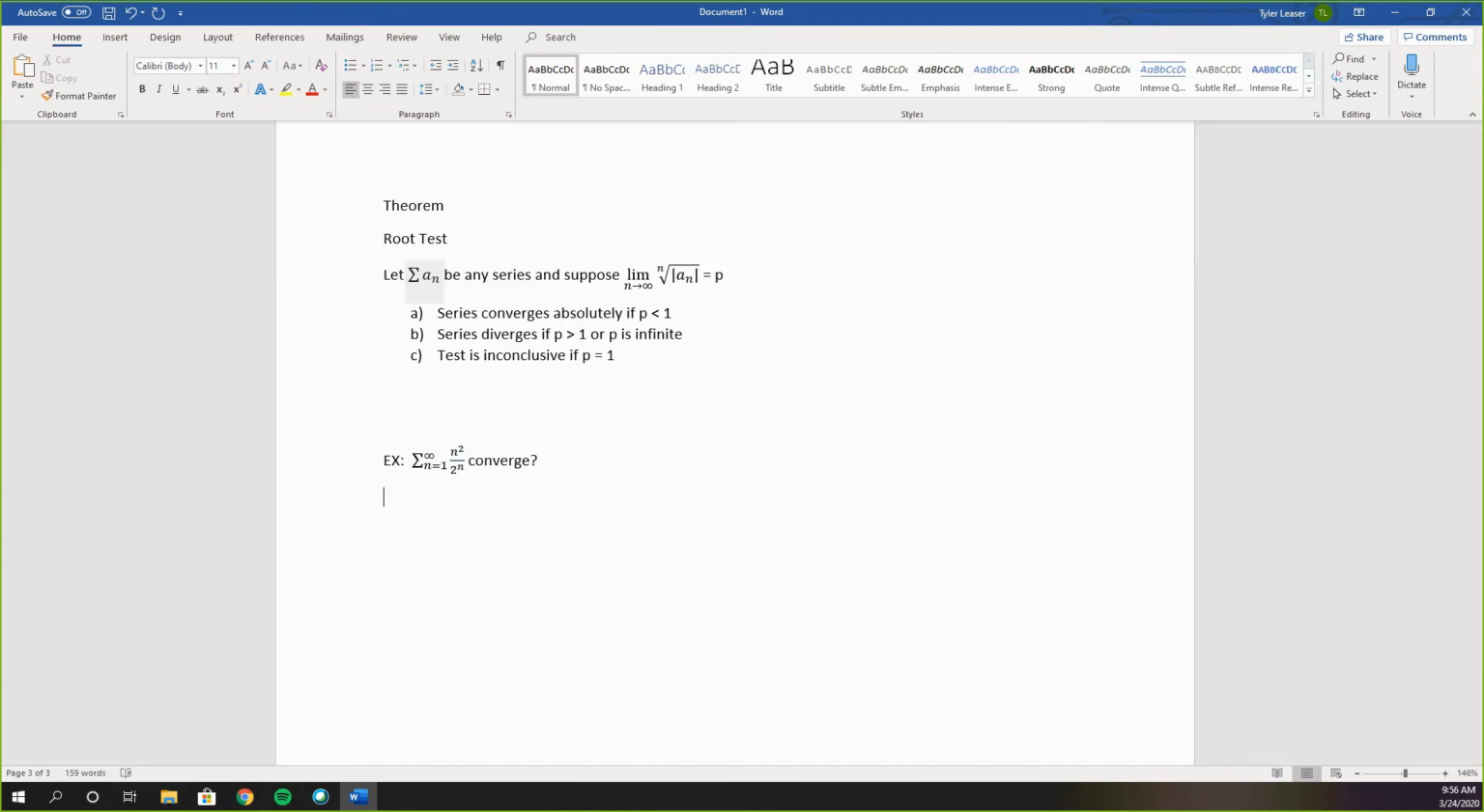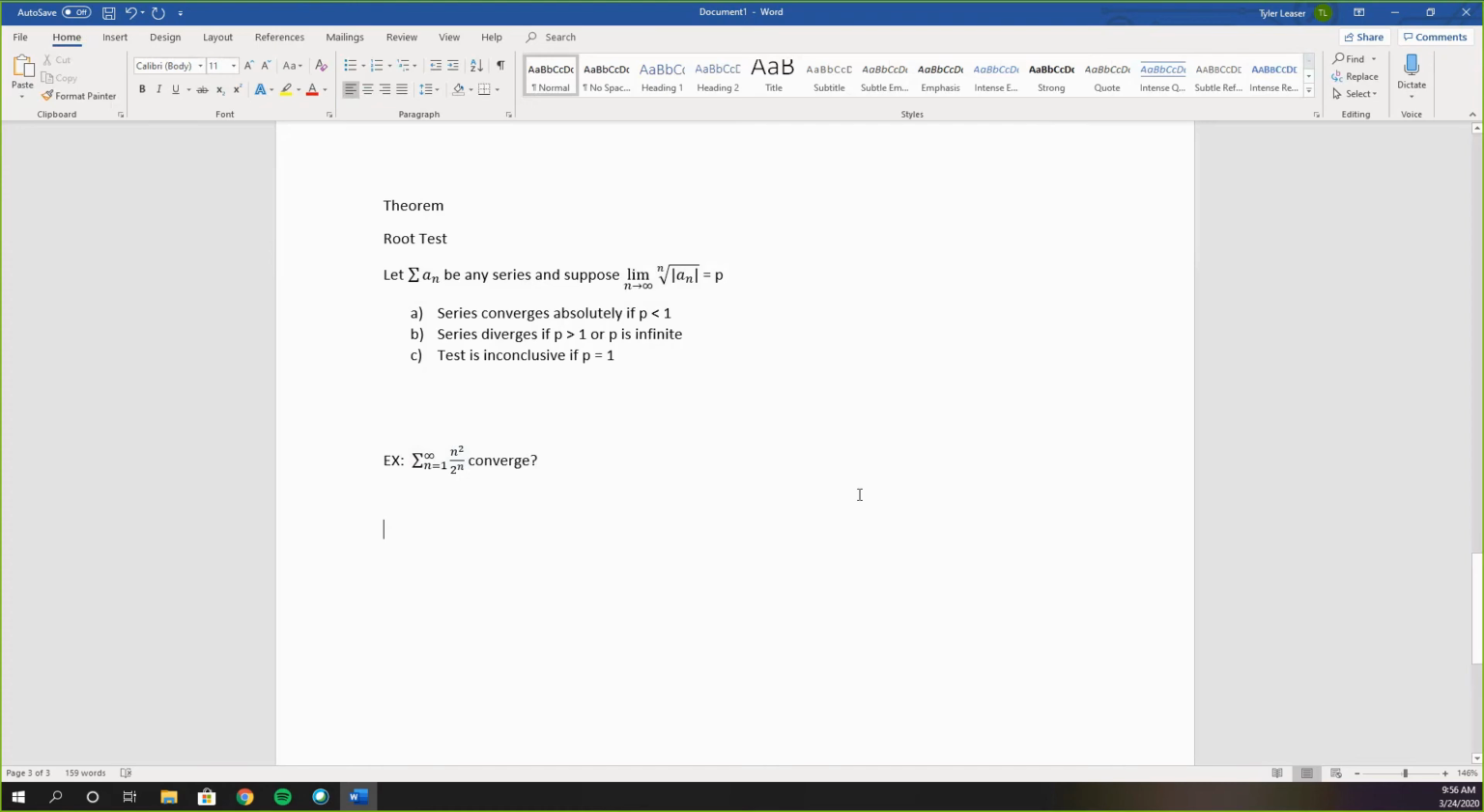Okay. So, if this was a test question, you would just go through all of your different tests. The nth term test would tell you nothing. It would be inconclusive. You could try integrating this, but it would be very difficult. You could do the ratio test for this one. It would work. But whenever you have something to the n power, sometimes the root test is a little bit easier to do just because taking the nth root of something to the n power is going to cancel out and turn out to be very nice. So let's just try it and let's do it.